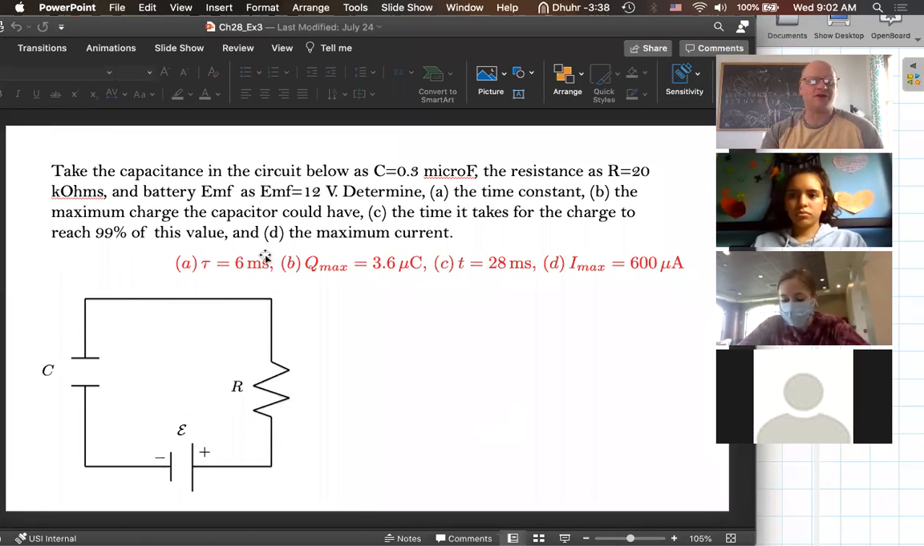So the first example says, take the capacitance in our usual circuit here. Again, here's our EMF, our resistor connected to our capacitor. Our capacitor has 0.3 microfarads of capacitance. The resistor has 20 kilo ohms of resistance, and the EMF is a battery of 12 volts. We want to determine part A, the time constant; part B, the maximum charge the capacitor could have; C, the time it takes to reach 99% of the maximum charge; and D, the maximum current flowing through our system. So these are the things that we want to find.